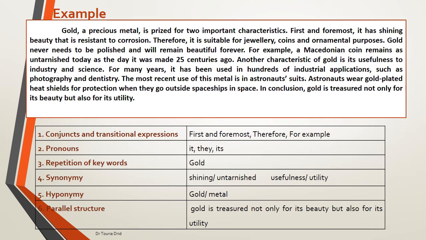Thirdly, we notice the repetition of keywords like the word gold. It appears in the first sentence and in the fourth sentence. Synonymy, we have the synonyms shining and untarnished, and also the synonyms usefulness and utility. Then hyponymy, gold and metal. So instead of repeating the word gold a third time, the writer uses the word metal to avoid boredom.